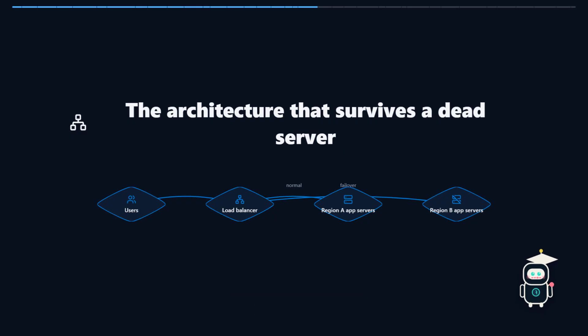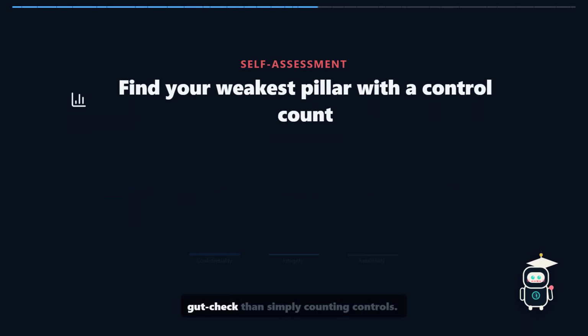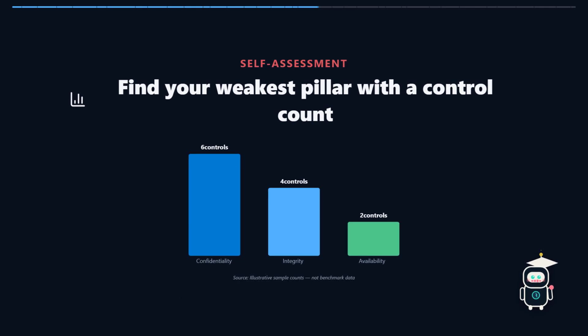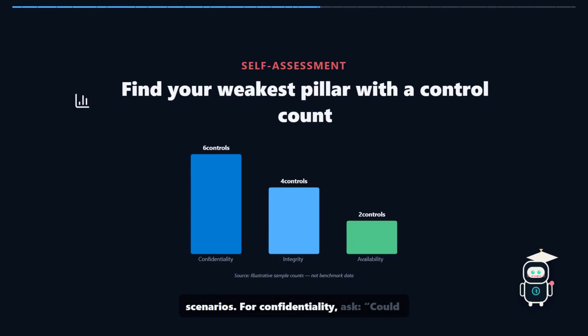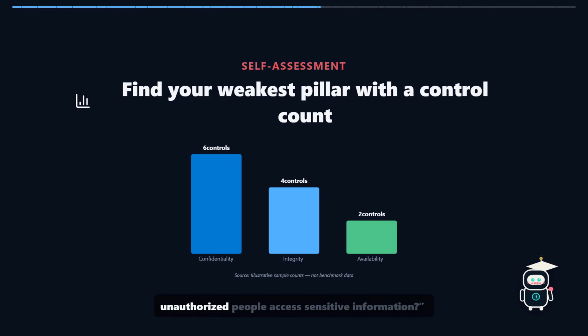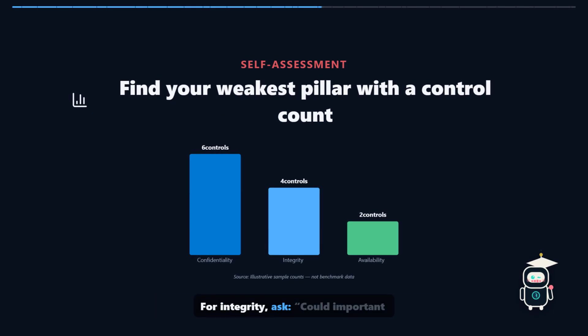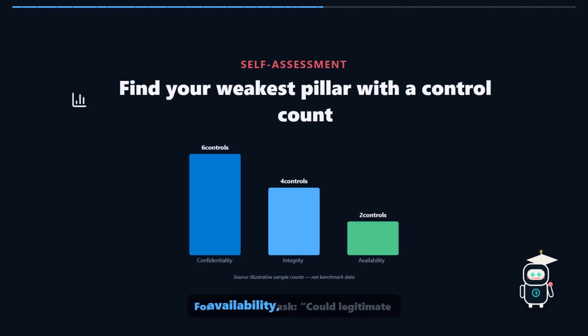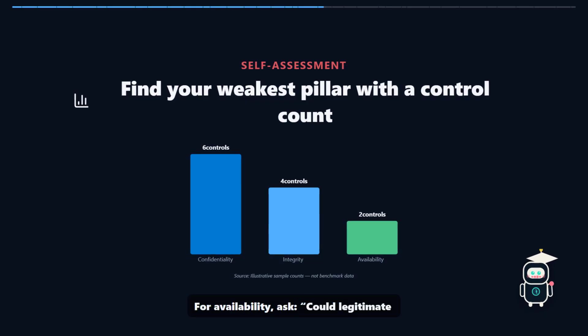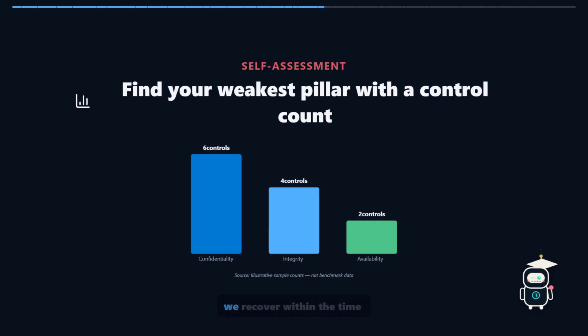Here is a better security gut check than simply counting controls. Choose one important system and list its most meaningful failure scenarios. For confidentiality, ask, could unauthorized people access sensitive information? For integrity, ask, could important data be changed without authorization or without a reliable record? For availability, ask, could legitimate users lose access, and could we recover within the time the business requires?